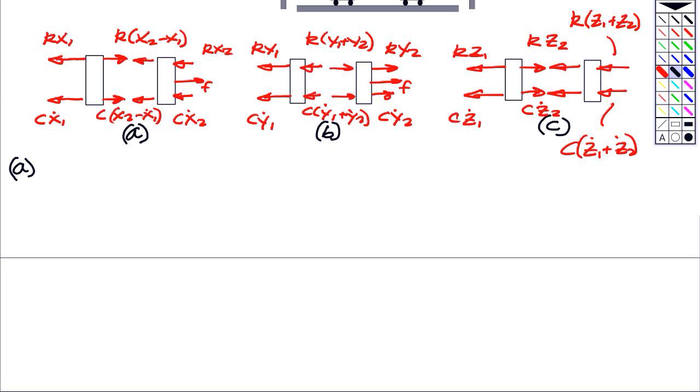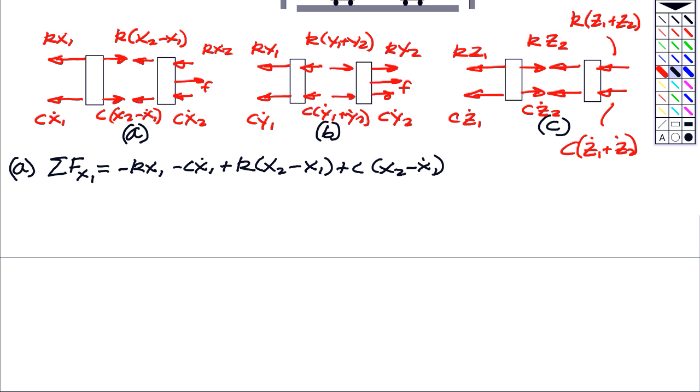If I look at block 1 for case A, when the sum force is in direction at x1, I get minus k x1 minus c x1 dot. The forces on the right-hand side is going to be plus k times x2 minus x1, c times x2 dot minus x1 dot, is that ma. A in this case is just x1 double dot.